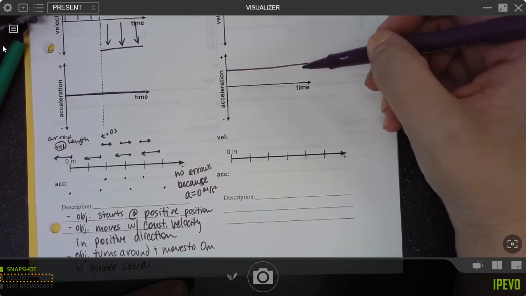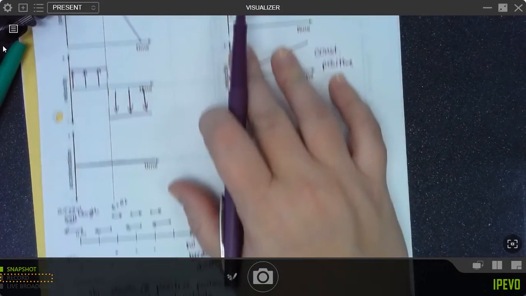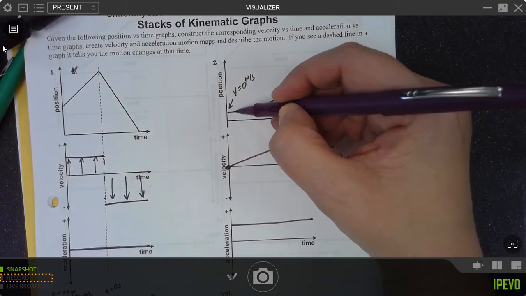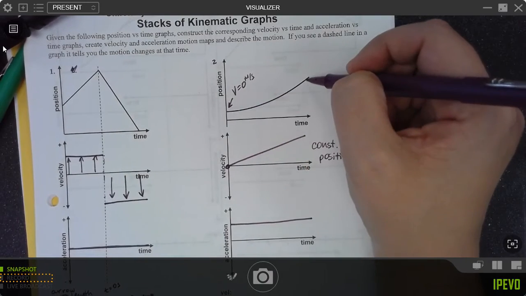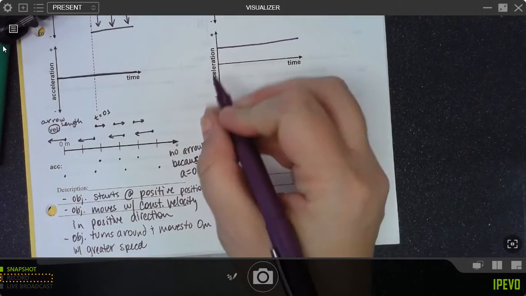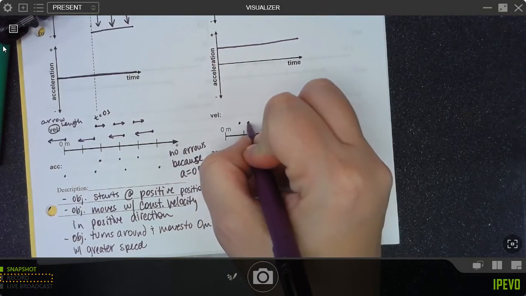So now we're going to draw our motion map. We're going to start with our object moving very little. The change in the displacement is very small compared to what happens at the end of the motion. So down here, we're going to start pretty close together. I'm not going to start at 0 because I'm not at 0. So I'm going to start close together and then spread out.